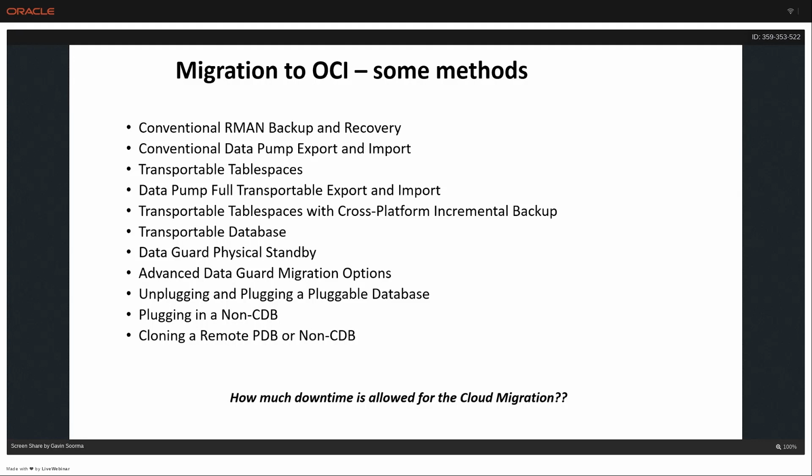So we do have a number of different methods to move from on-premise to OCI, but typically the method chosen would depend on how much downtime you are allowed by the business, whereas downtime is money for most businesses. So when we're moving from on-premise to OCI, typically as a DBA or as an architect, we are allowed minimal downtime by most of our businesses. So how do we ensure that we're able to move to OCI with the least amount of downtime?